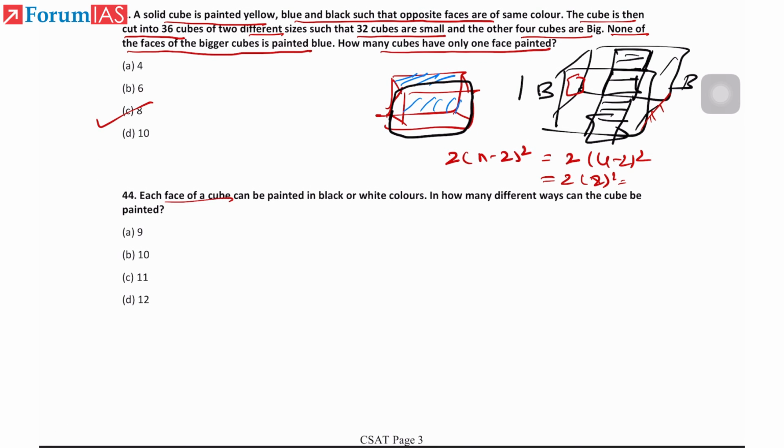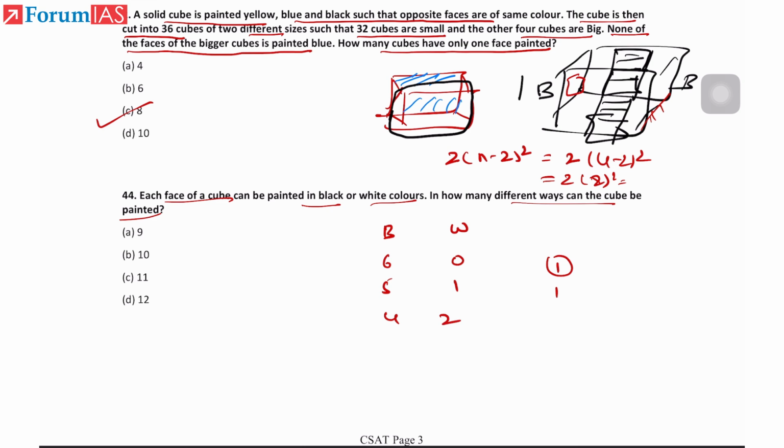The 44th question: each face of a cube can be painted black or white. In how many different ways can a cube be painted? If you get this question, do not try it in the first attempt. It is slightly tricky. It's not basically a permutation combination question, but more about what combinations of cubes you can draw in your head. So let's say I have black and white. One combination will be all 6 and 0, and there'll be one such combination. 5 and 1, again one such combination.